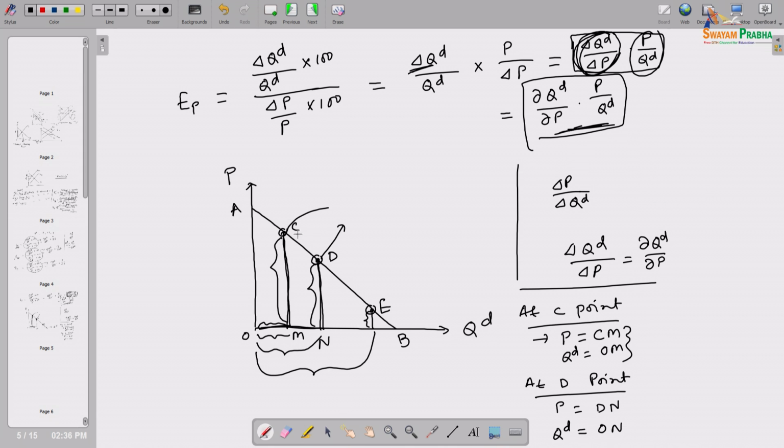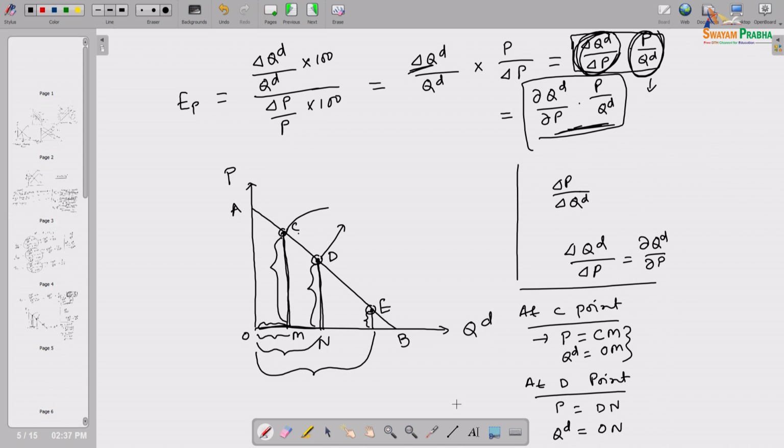So, as you are moving from C point to D point, D point to E point, in this ratio price by quantity demanded, P by QD, the numerator is continuously falling and the denominator is continuously increasing. So, the P by QD ratio is continuously falling. As a result, we can tell that whatever the elasticity of demand value at the C point, at D point the elasticity of demand value is less. Of course, we are talking about own price elasticity of demand. Let me clarify, when we say less, it is in absolute number, because in all these cases the elasticity of demand value is negative.